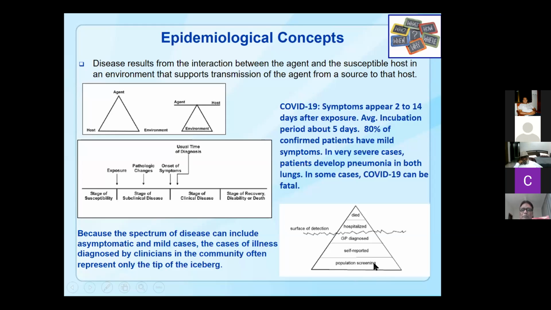So from a preventive point of view, from a public health point of view, we should not be satisfied with seeing the tip of the iceberg. The tip of the iceberg is relatively easy to see. We try and find out as much of the hidden iceberg as possible in order to institute preventive measures, in order to institute any large-scale public health interventions.